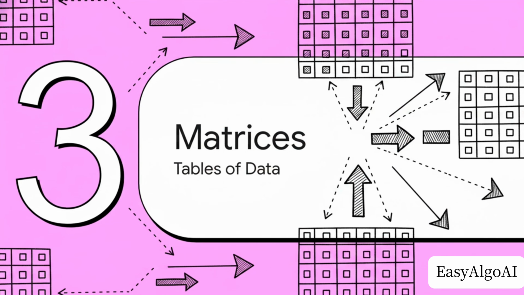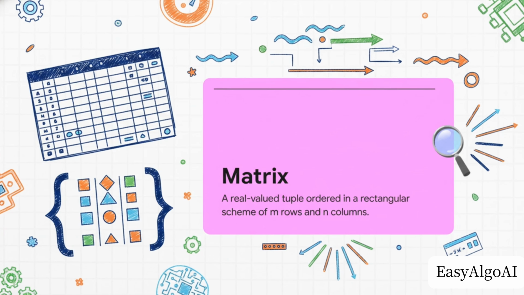Which brings us to part three, matrices, our tables of data. Here's where we scale up to the full data set. When we take a whole bunch of these individual vectors, or rows, and stack them up, we get a matrix. Basically, it's a rectangular grid made of m rows and n columns. This is a massive deal, because a matrix lets us take our entire data set, the whole massive spreadsheet, and shrink it down into a single, highly manipulatable mathematical object.